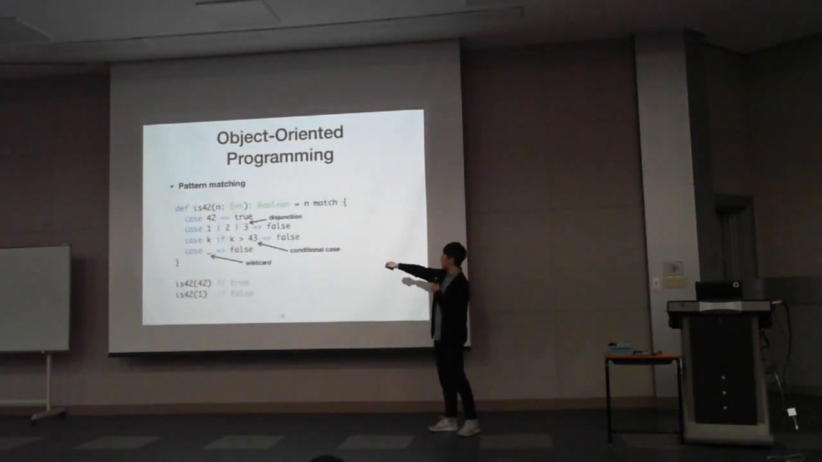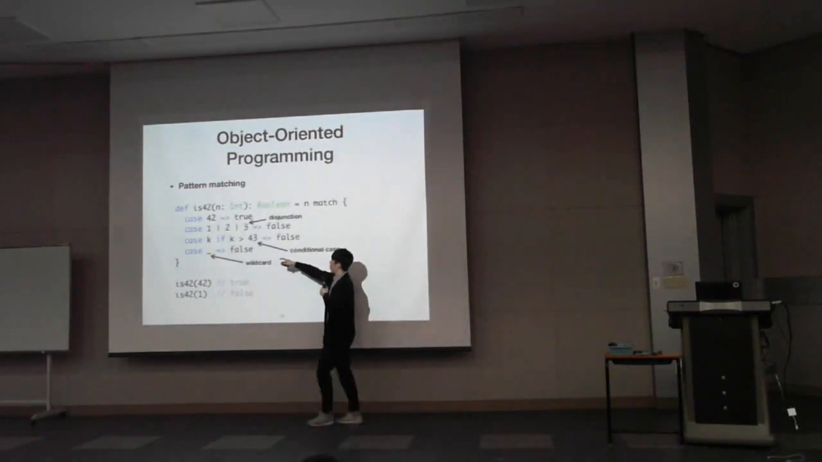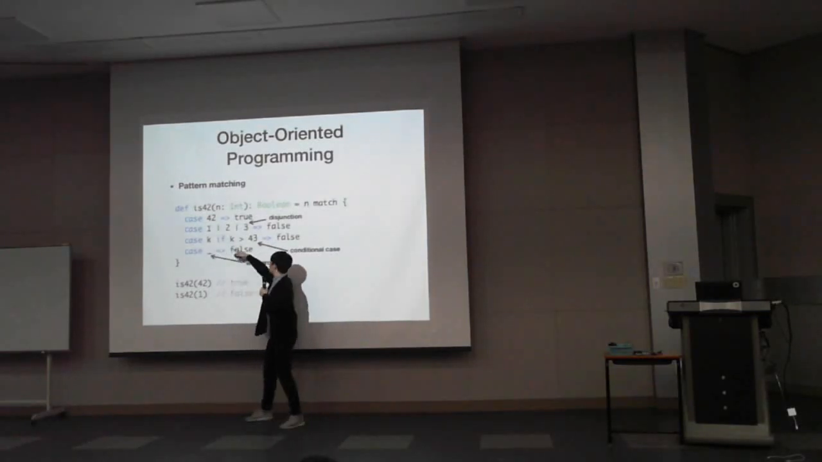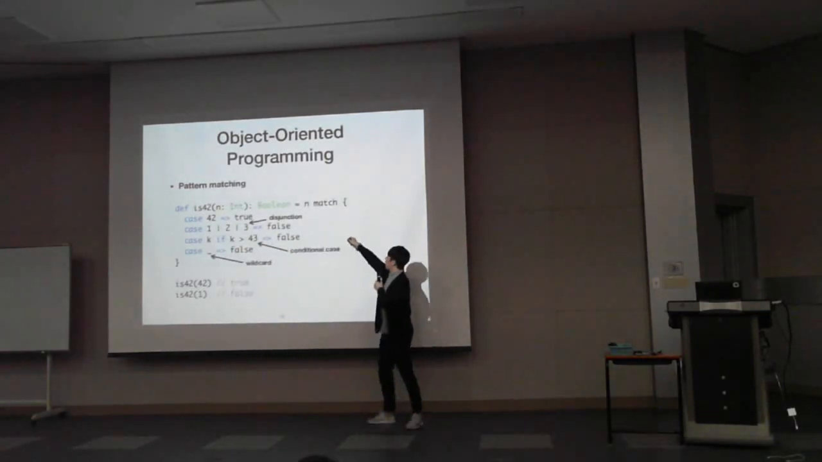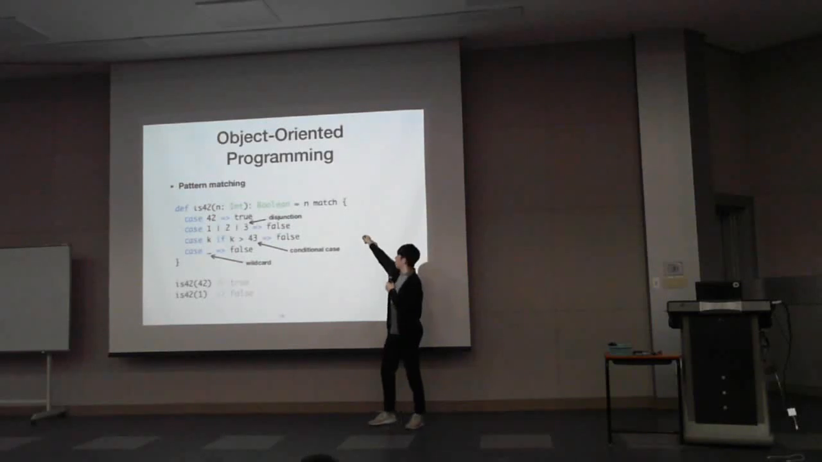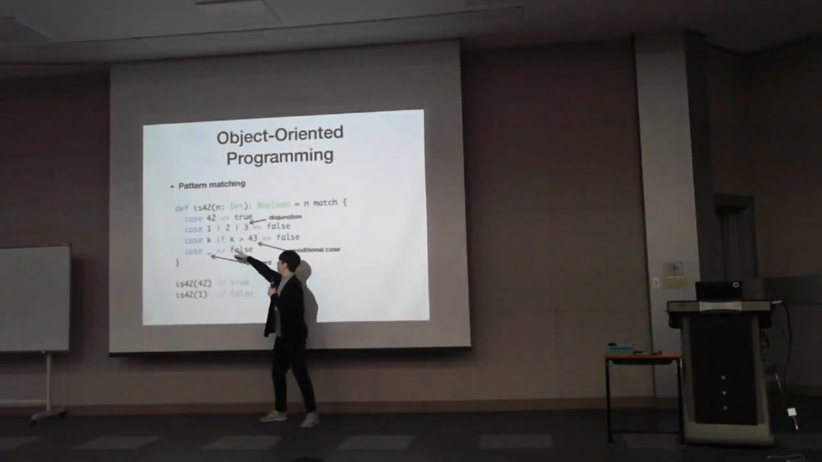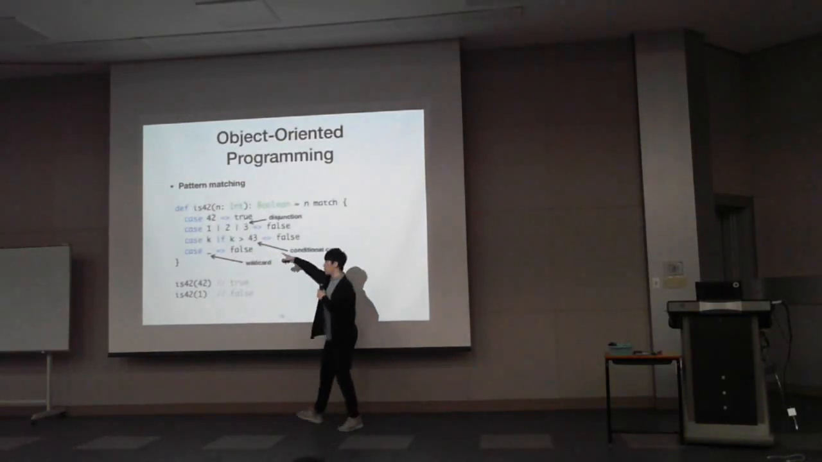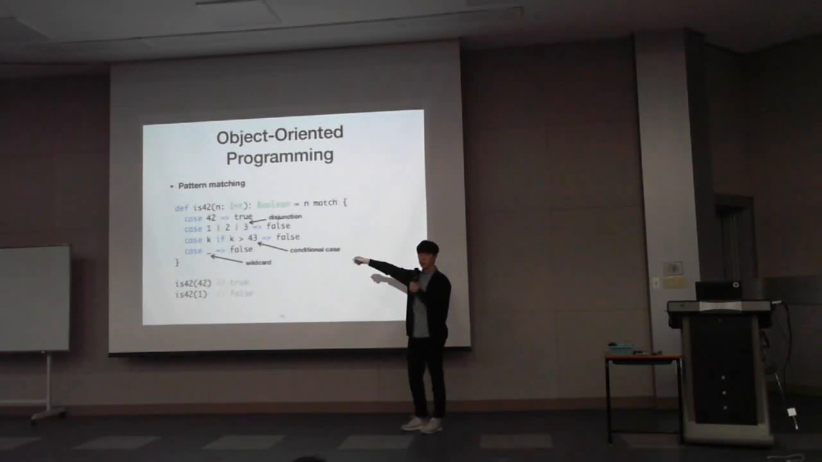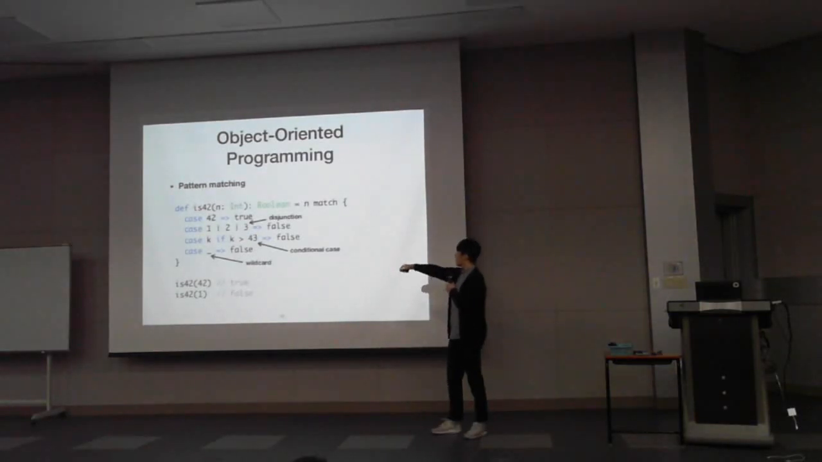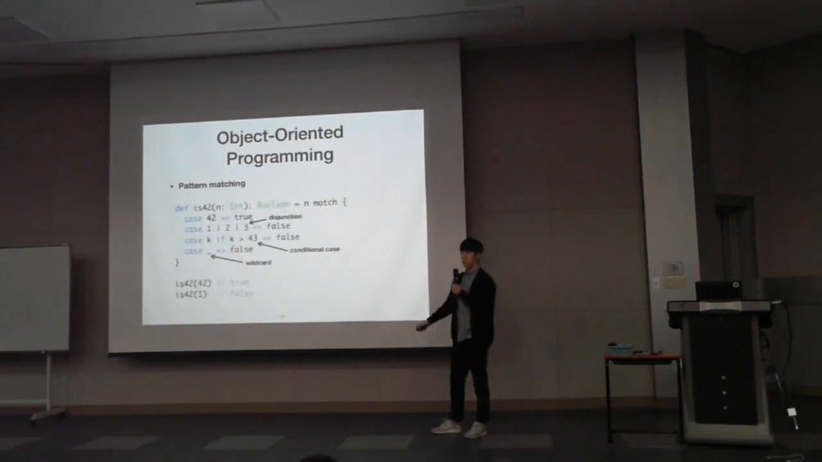And also you can insert an if condition like that. This means giving a name k. The input has the name n, but in this pattern matching, we give it another name k, and then if this value k is greater than 43, we return false. And this underscore is a wildcard. It means that.